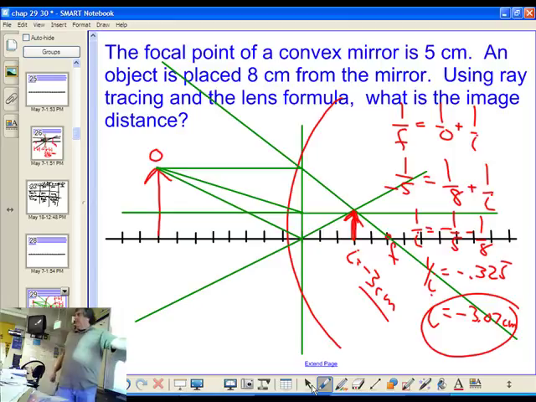Well, you should be a little more exact on the formula, because this one is by the numbers, and the ray tracing is more the approximation. All right, questions? Next time we'll do some more.